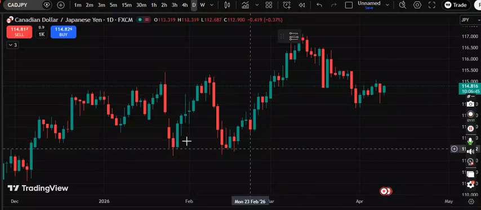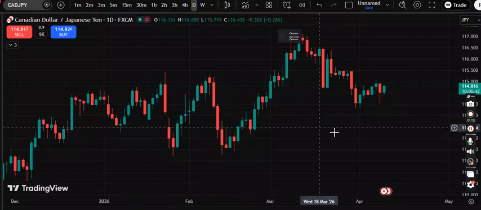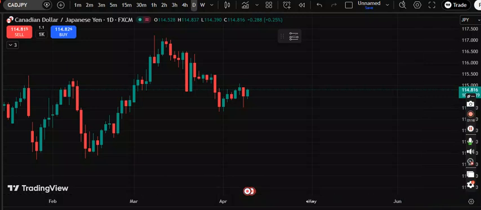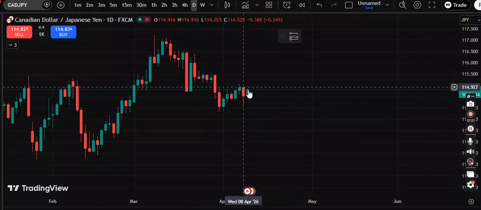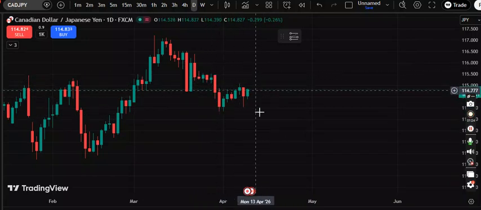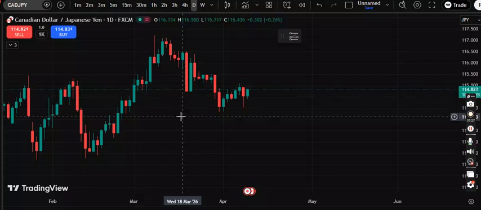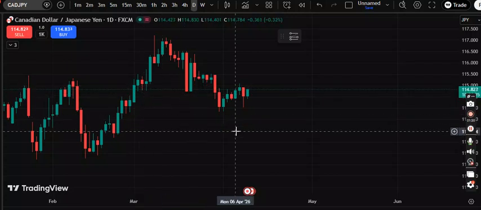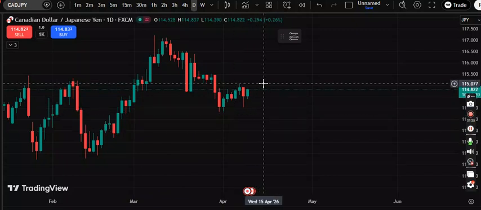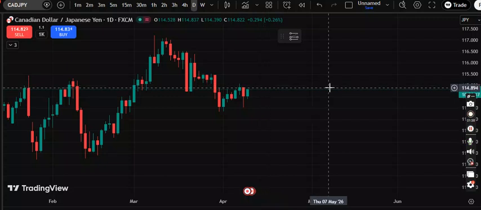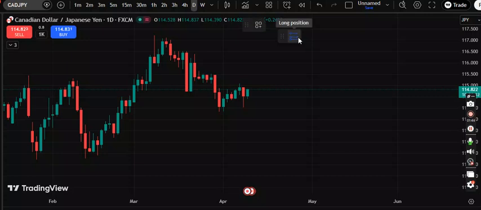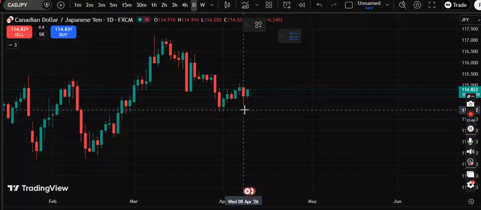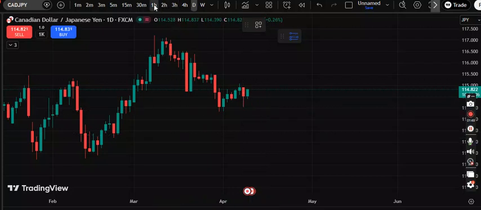So from our point of view, this is the daily time frame which can predict up to the coming months or even weeks. Okay, now price is currently in our demand zone. Based on the analysis, price is in our demand zone, and we are expecting a breakout from this area all the way up to 116.500.